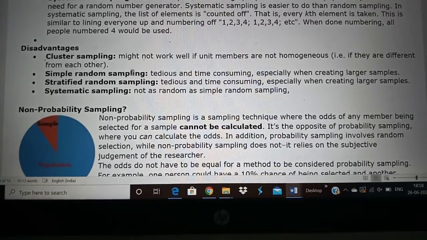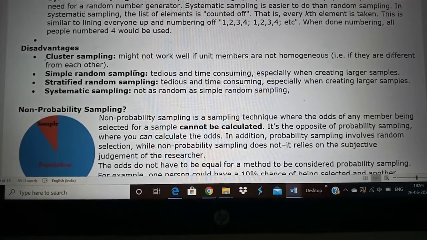The simple random sampling method is time consuming. As I already told you, if you need a large study population, then it is not possible to do the sampling manually. You have to use the computer. Even in the computer, you have to enter the data of all the people, and then the computer will pick out randomly. So it is actually a time consuming process. Then again, stratified random sampling is also time consuming, because again you have to stratify into different groups, so it takes a long time.